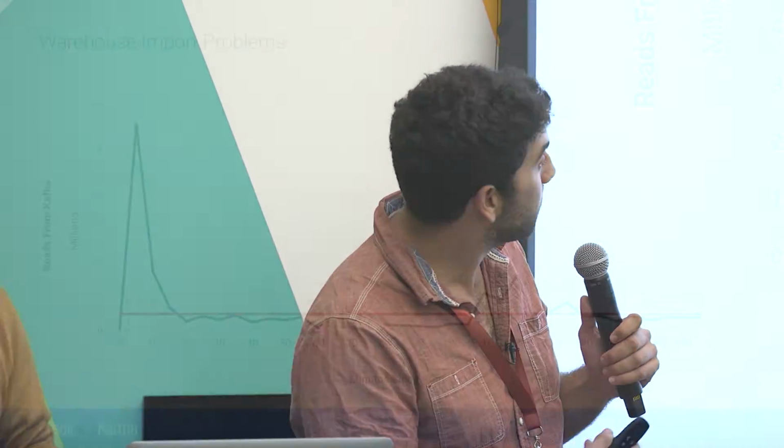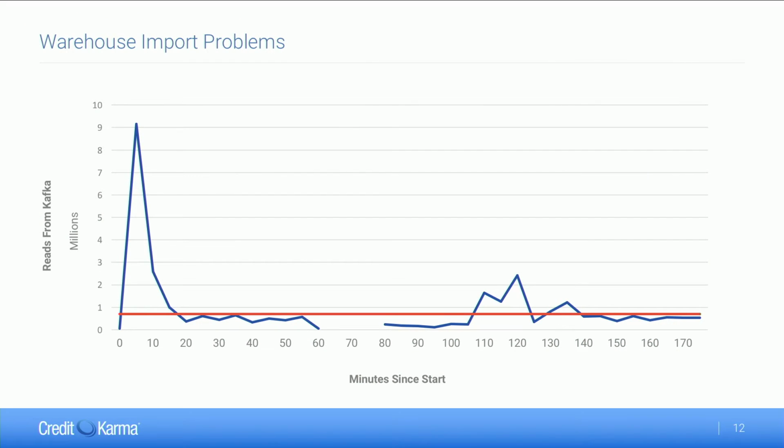Behind us, you can see a chart of my application: reads from Kafka in the millions on the left, and minutes since the application started on the bottom. As you can see, this isn't great. Our 750,000 line is called out there, and most of the time we're literally not keeping up with the data. I had people at my desk asking, what's wrong, where's my data, and I'm trying to figure it out. And I realized we had a new schema or topic come online.